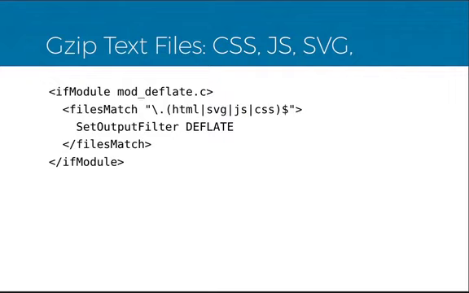And here's an example in Apache's server syntax that does that for any HTML, SVG, JavaScript, or CSS file. If it gets a request for a particular kind of file, it sets a filter on it to deflate, and it crunches that file down. It's ready for transport before it sends it to the browser.